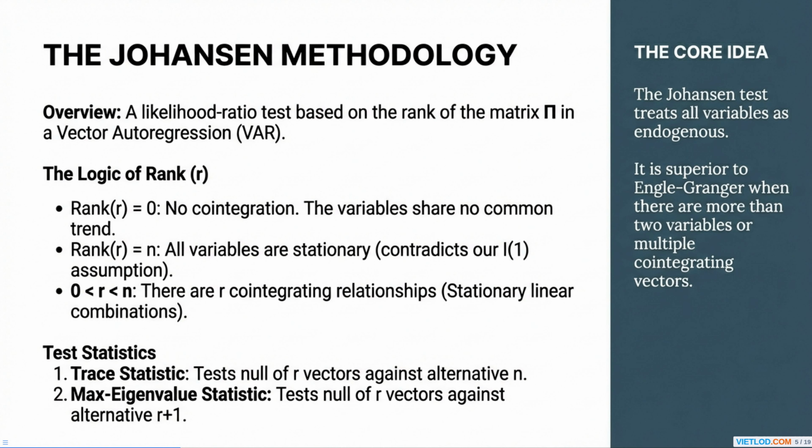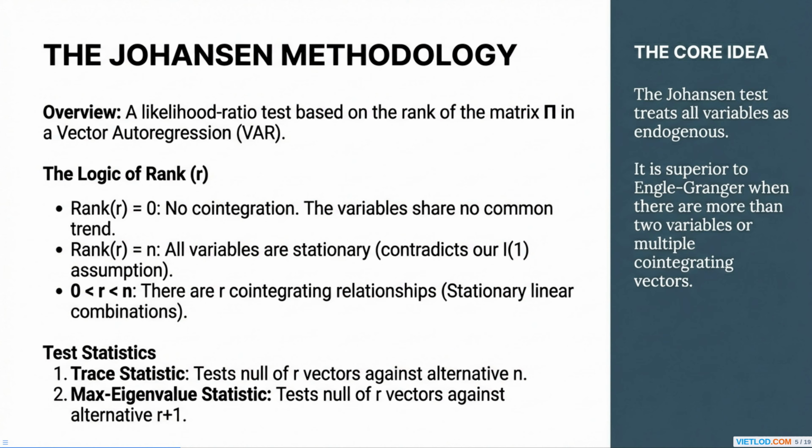The Johansen test is a likelihood ratio test used to determine the number of cointegrating relationships in a vector autoregression, or VAR, model. It's a powerful tool because it treats all variables as endogenous and can identify multiple cointegrating vectors, making it superior to the Engle-Granger method for systems with more than two variables. The core of the test revolves around the concept of rank, denoted as r. The rank of the matrix pi indicates the number of cointegrating relationships. If r equals 0, there's no cointegration among the variables.